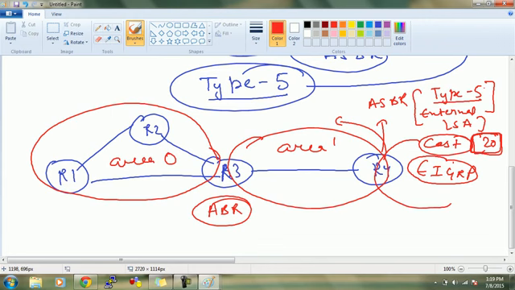Type 4 LSA. What are the two information? Who is ASBR in my area, and second information, cost to reach ASBR. Type 5 LSA is generated by ASBR. Type 5 LSA will contain information about external networks that are redistributed into OSPF.